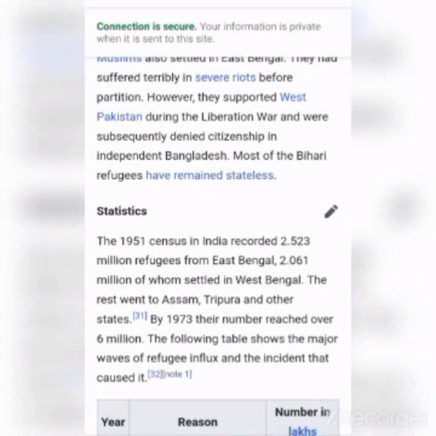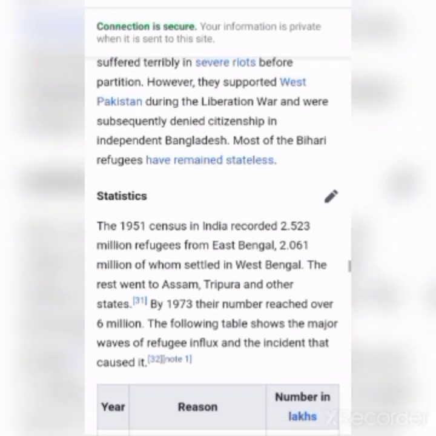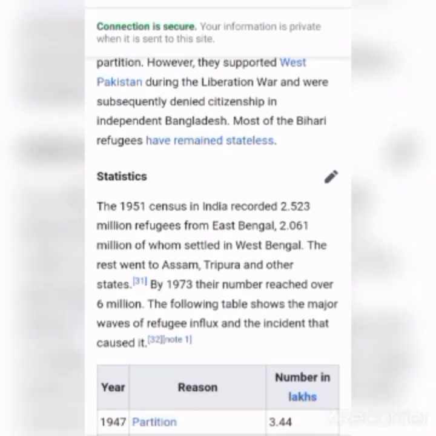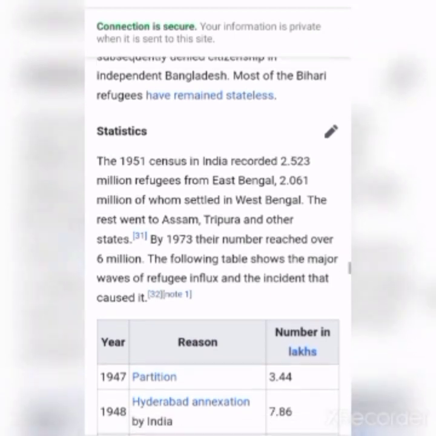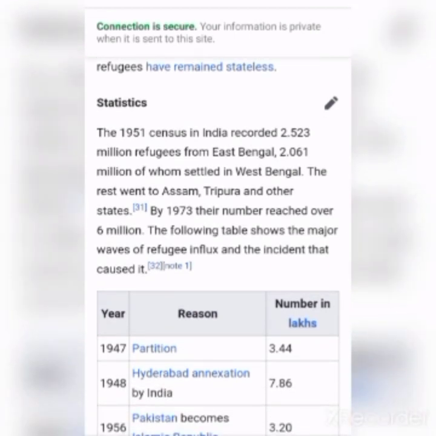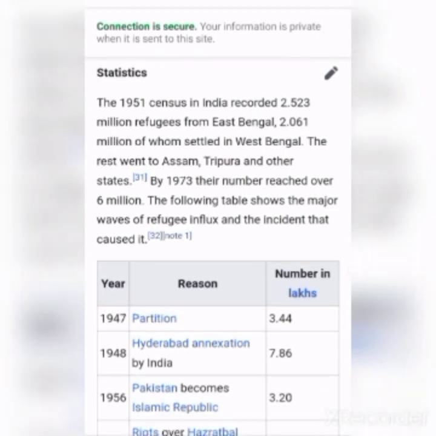Statistics. The 1951 census in India recorded 2.523 million refugees from East Bengal, 2.061 million of whom settled in West Bengal. The rest went to Assam, Tripura and other states. By 1973, the number reached over 6 million. The following table shows the major waves of refugee influx and the incidents that caused it.